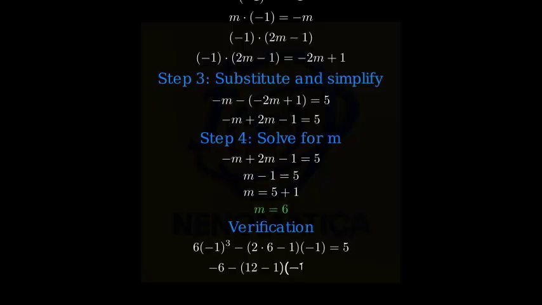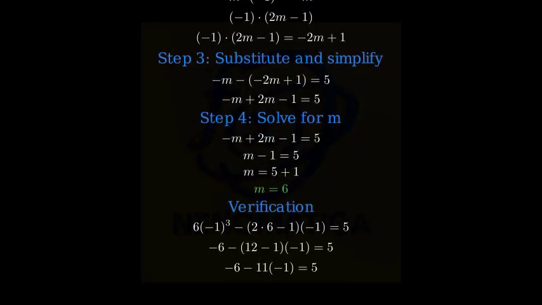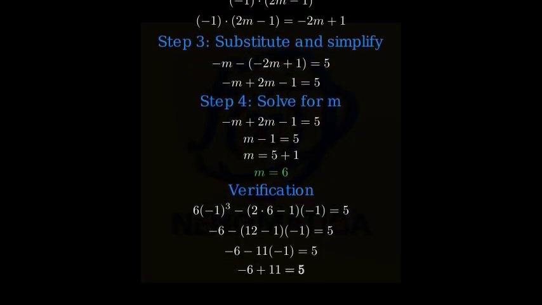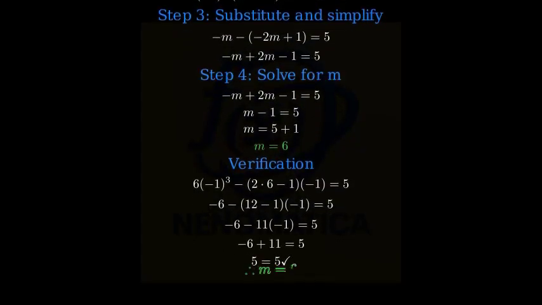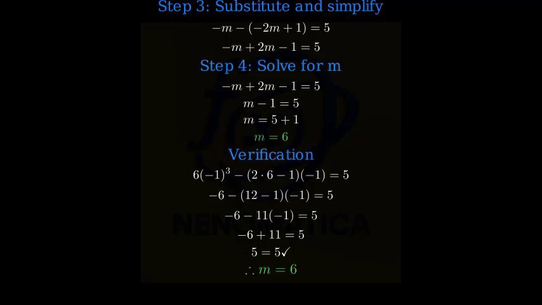This gives us -6 minus (12 minus 1) times (-1) equals 5. This simplifies to -6 minus 11 times -1 equals 5. So, -6 plus 11 equals 5. And finally, 5 equals 5, which is true. This confirms that m equals 6 is the correct solution.